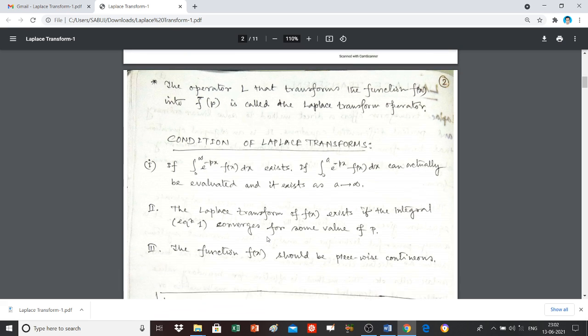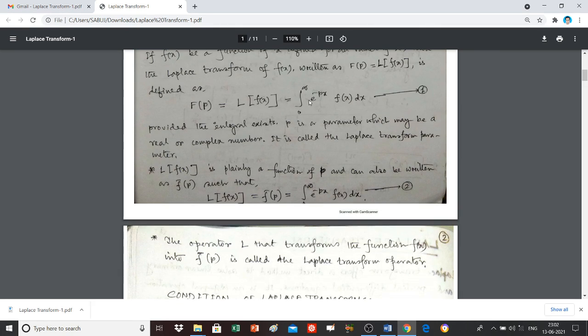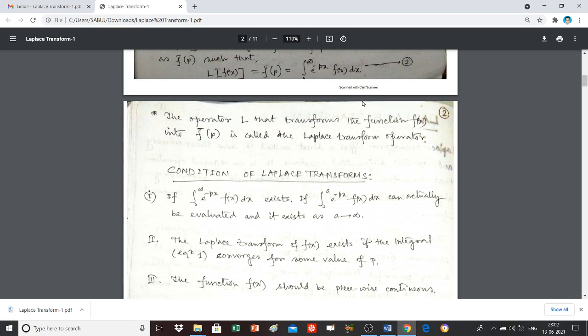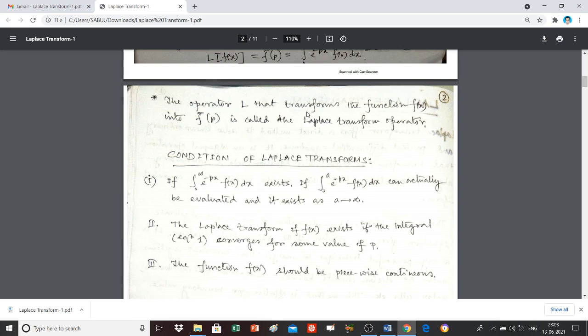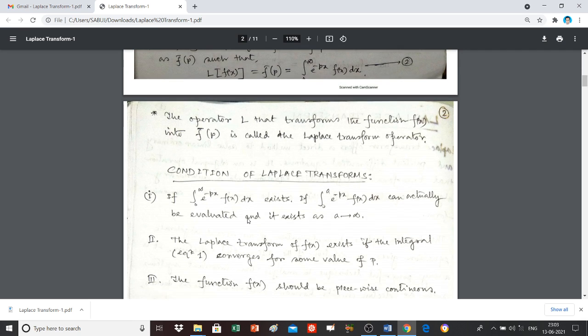Then number two: the Laplace transformation of f(x) exists if the integral of equation 1, that is 0 to infinity e to the minus px f(x) dx, converges for some value of p. So this should converge for some value of p. This is the second condition, and the third condition is that the function f(x) should be continuous, or at least piecewise continuous. Okay, so these are the three conditions of Laplace transforms.